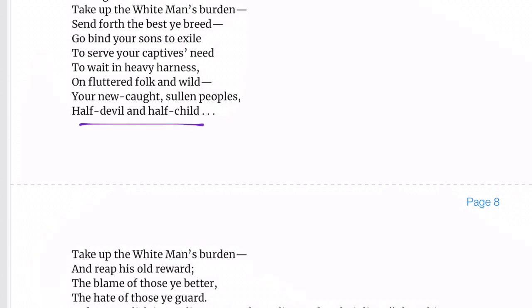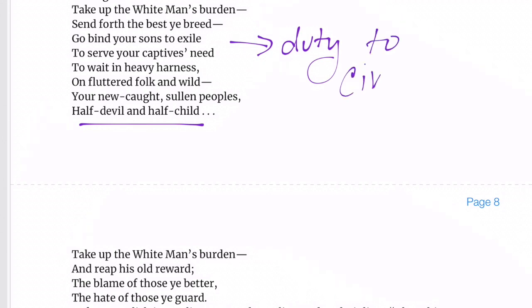So we said before that it is their duty, right? It's like a duty of the white man to go and civilize these half-human, like they're not even fully human.